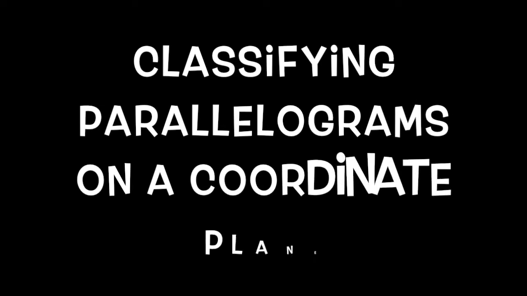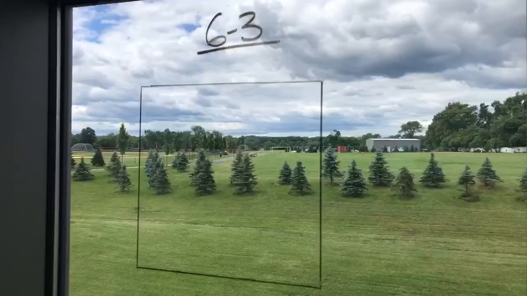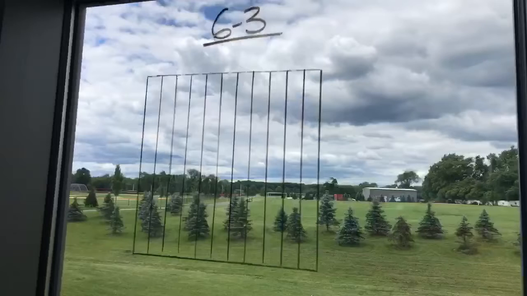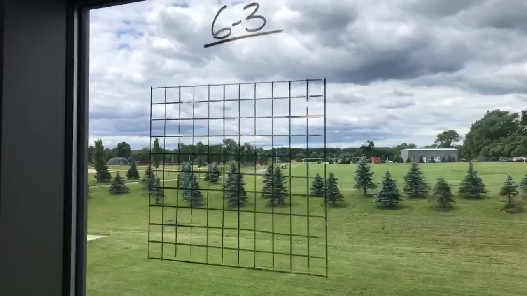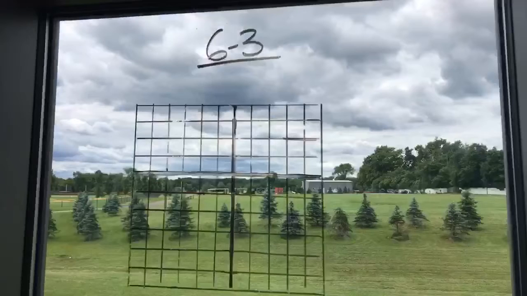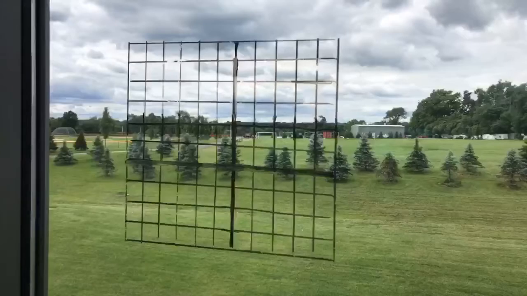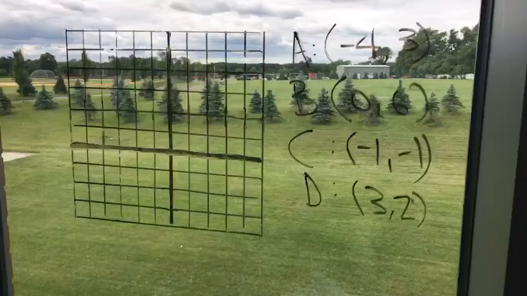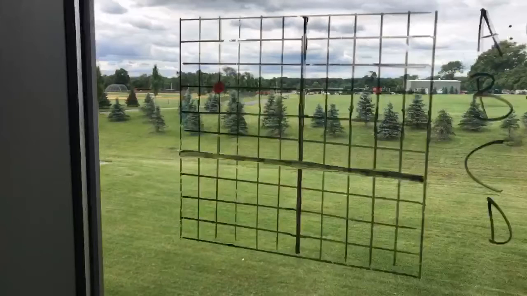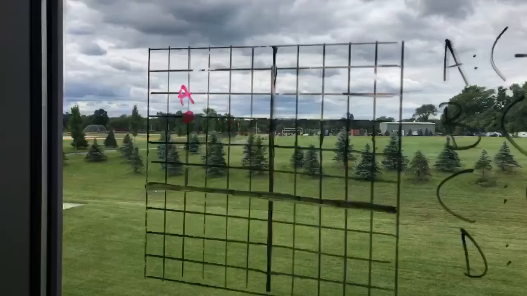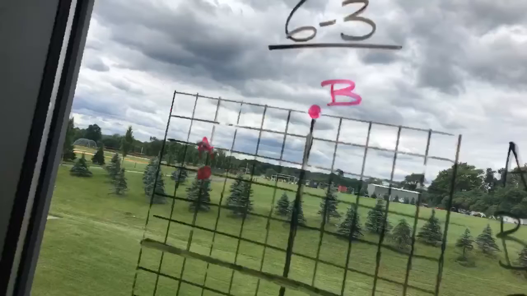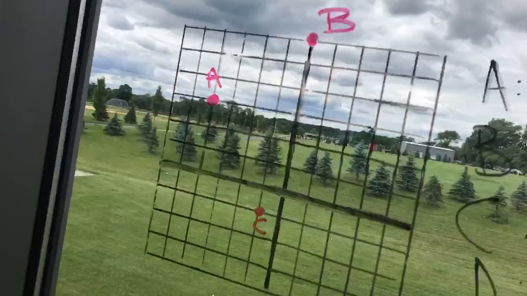Okay, so now we're going to classify parallelograms and quadrilaterals on the coordinate plane. So first we're going to start out by making a graph, and on this graph we're going to plot 4 points, starting with A, which is -4, 3, B, which is 0, 6, and C, -1, -1, and D, which is 3, 2.